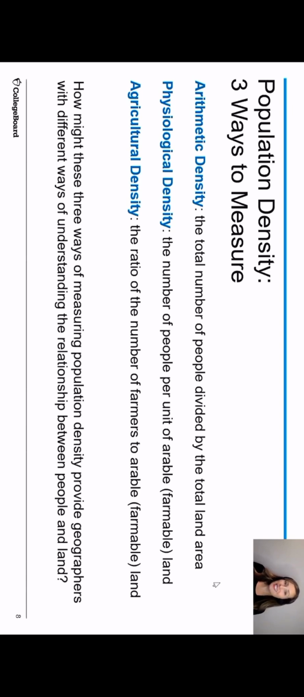So you might want to consider, how might these three ways of measuring population density provide geographers with different ways of understanding the relationship between people and the earth? You can pause the video and consider that now.